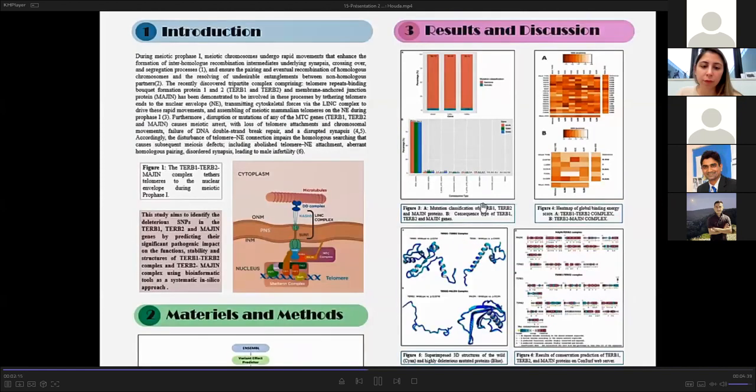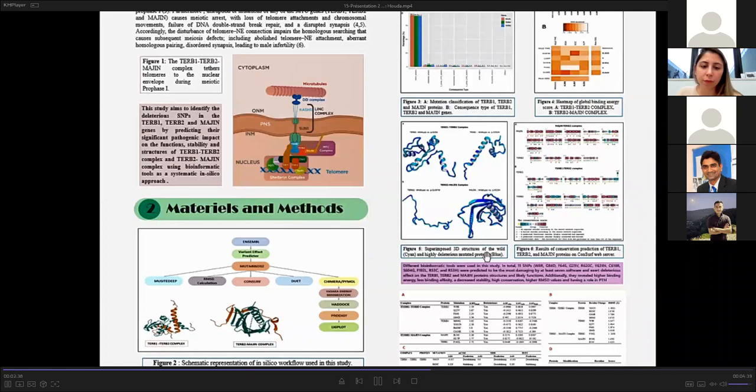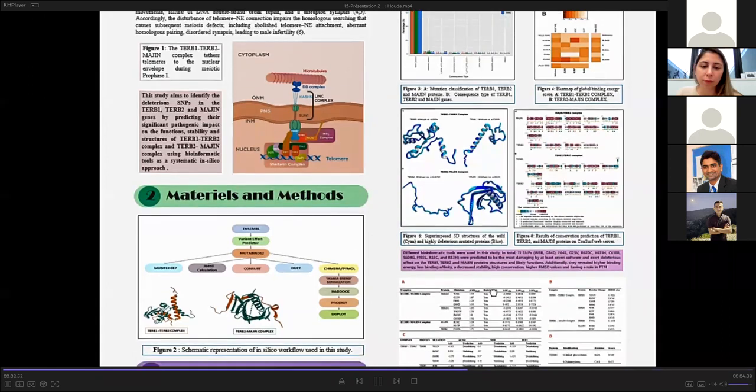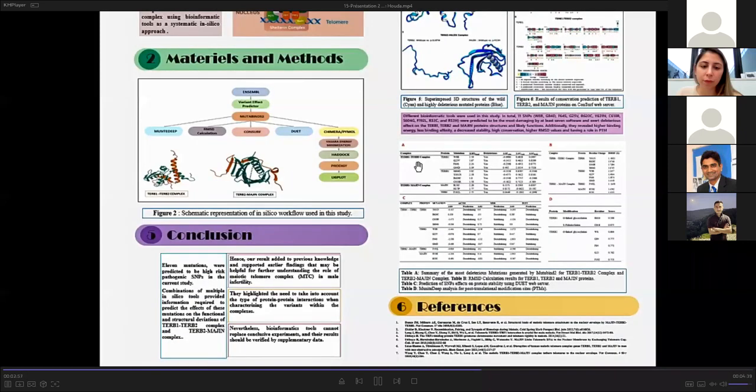Figure 3 shows the mutation classification and consequence type of TERB1, TERB2, and MAJIN genes. In this study, only missense SNPs or mutations were included. Figure 4 shows the heat map of global binding energy score of the two complexes. Regions with the light orange shades represent complexes with the higher binding energy and lower binding affinity. Figure 5 shows the superimposed 3D structure of the wild and highly deleterious mutated protein, and figure 6 shows the result of conservation prediction of TERB1, TERB2, and MAJIN protein using ConSurf web server. Table A shows the summary of the most deleterious mutation generated by MutaBind web server. Table B represents the MSD calculation results for TERB1, TERB2, and MAJIN protein using YASARA web server. Table C shows the stability prediction of the three proteins using DUET web server. And finally, Table D shows the MusiteDeep analysis for post-translational modification sites.